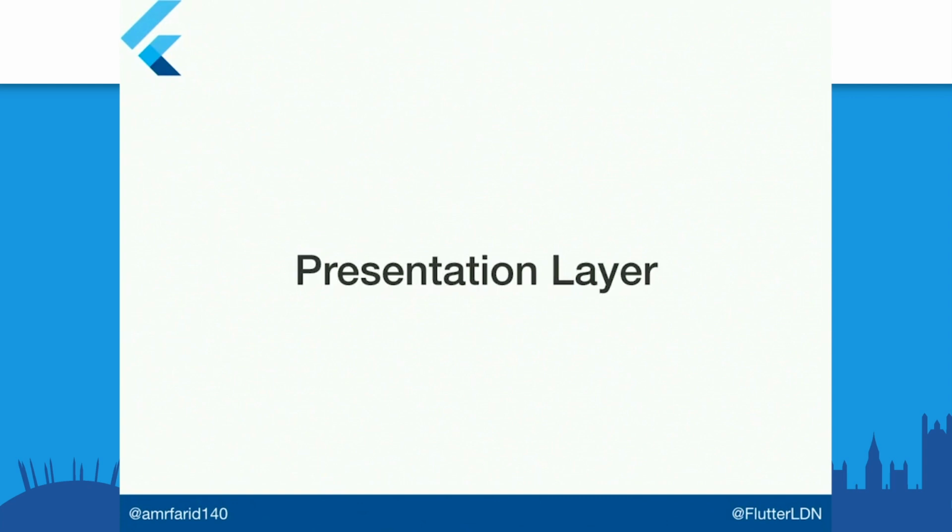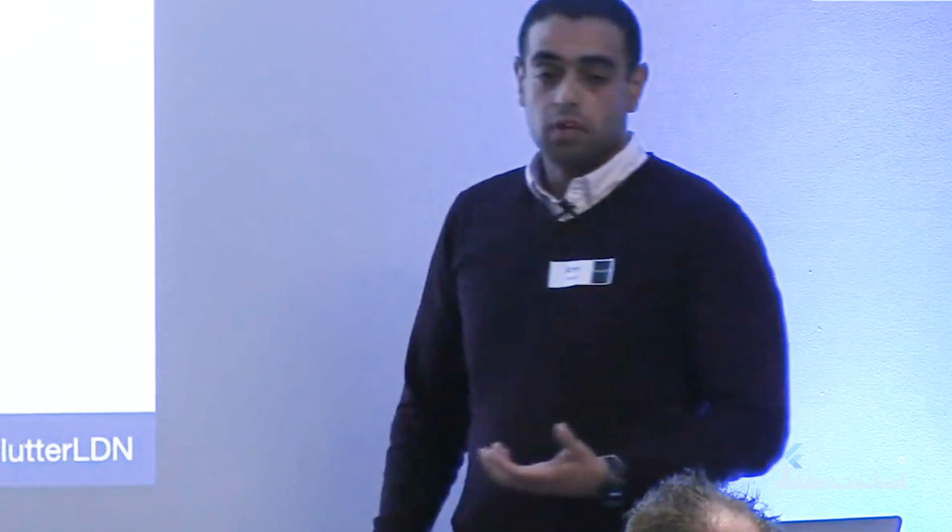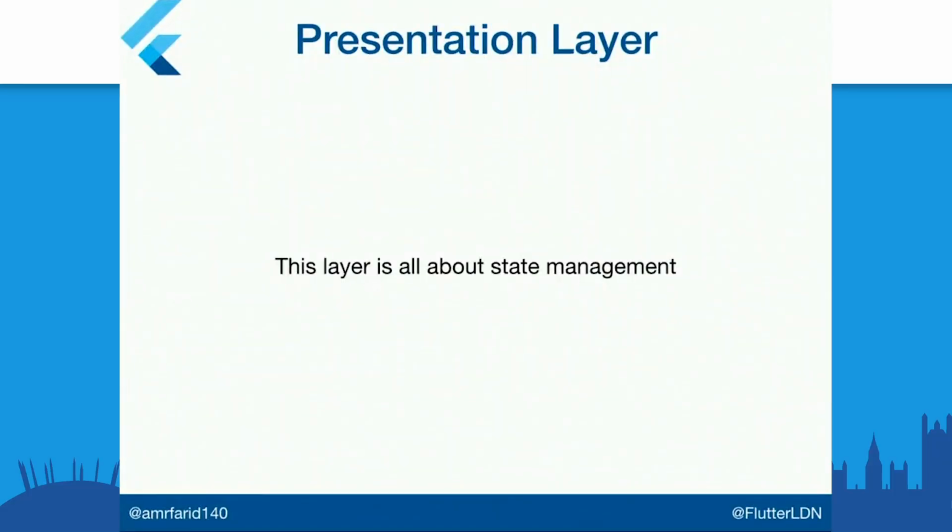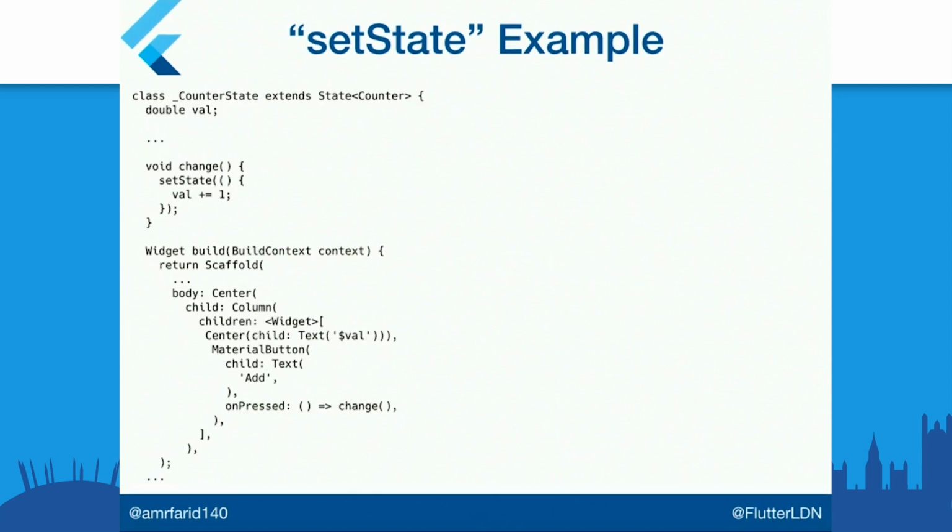So if we look at the presentation layer, we can see that it's now purely about state management. You are not executing any business logic. You are just taking the result of this use case and mapping it to a UI state that your UI can understand. But first, let's have a quick look at setState and see what's wrong with it. This is the counter example. It's simple. You have a function that mutates the state and adds 1 to it, and every time the button is clicked, it executes this function.